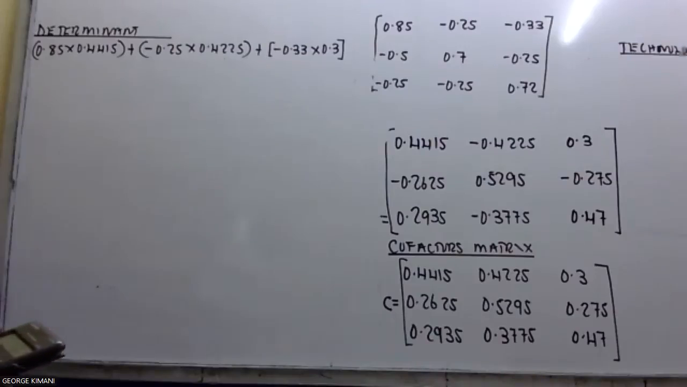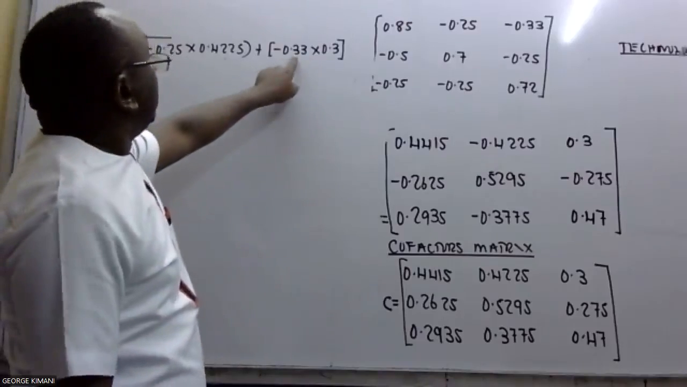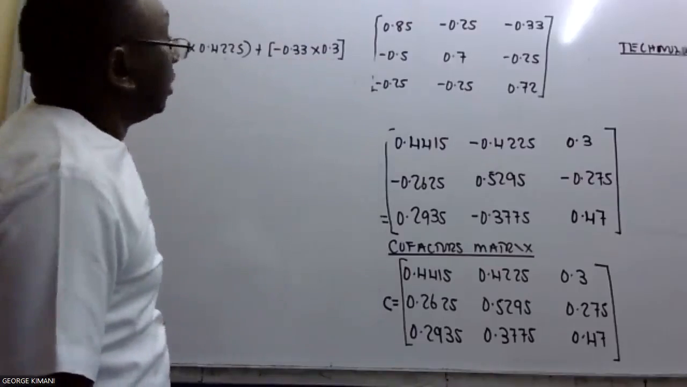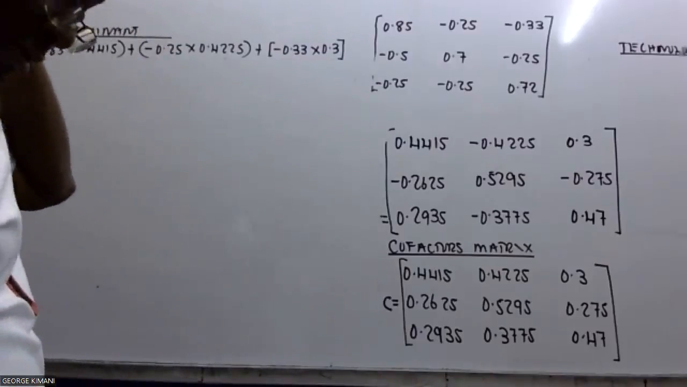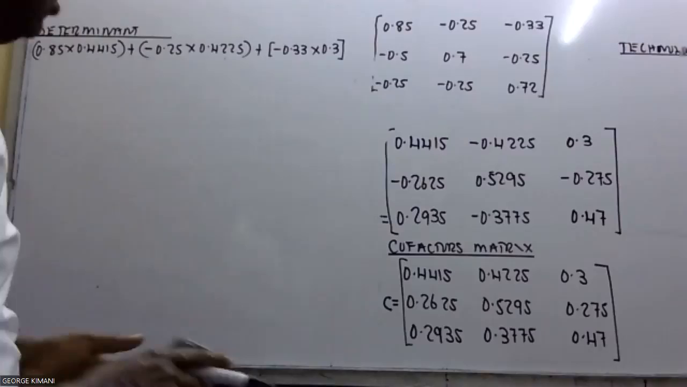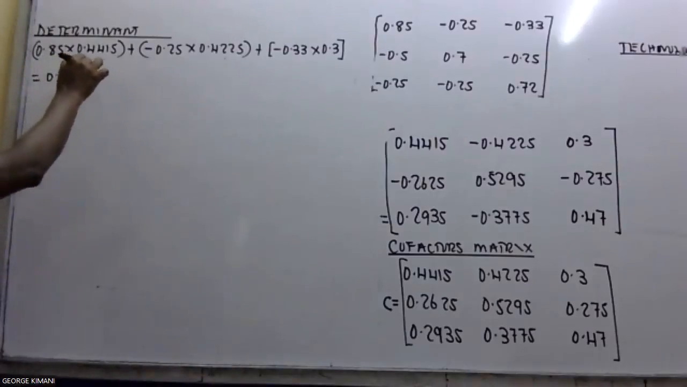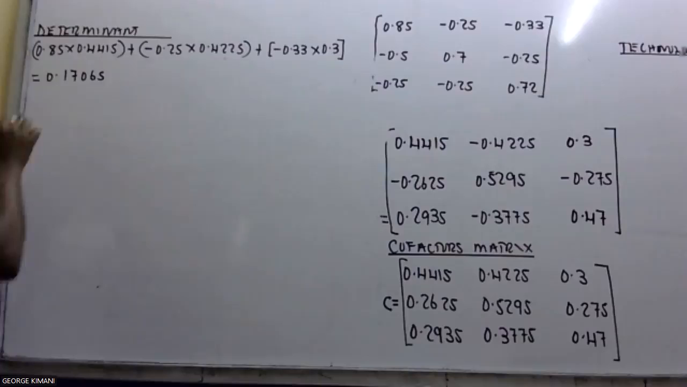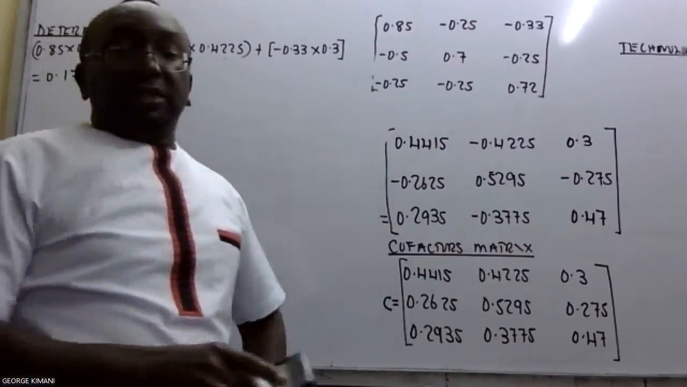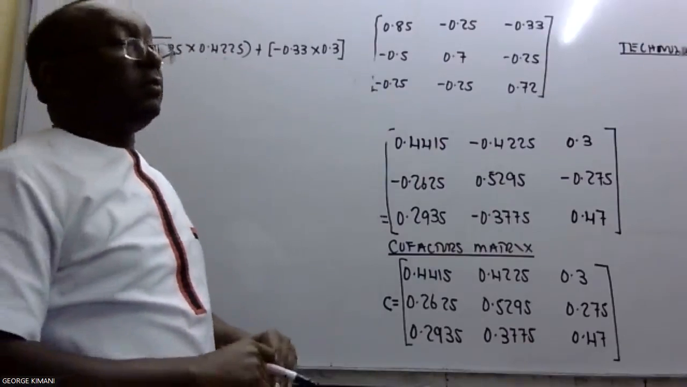The last one is 0.13. No, this is 0.3. 0.33 times 0.3. Is it 0.17065? Is that what you're getting? Yes. 0.17065. Now, if you want to know whether you are still doing the right thing, yes.